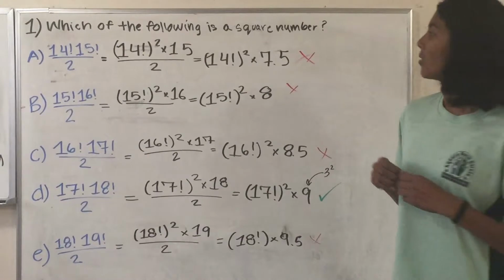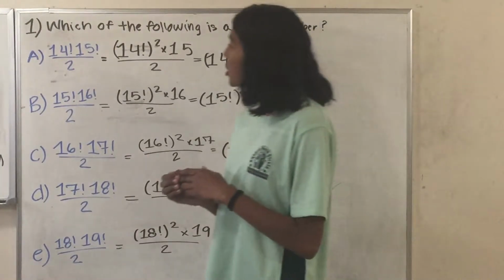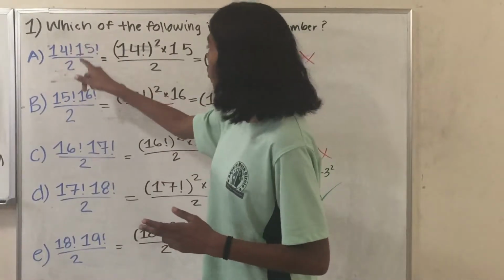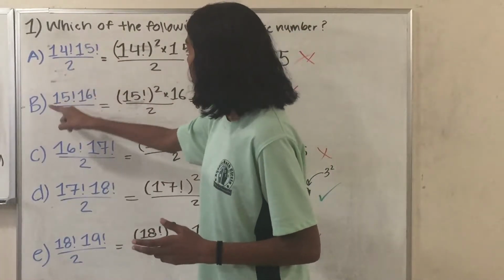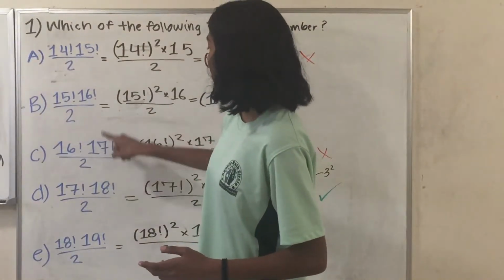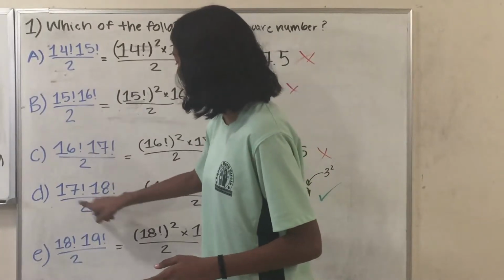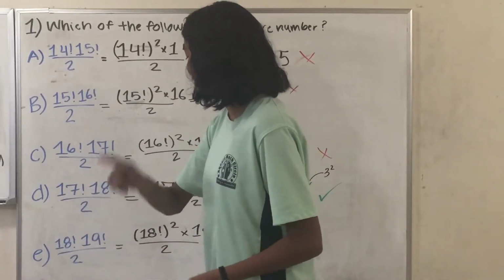So our first problem of today is the following. Which of the following is a square number? Our options are in blue. 14 factorial times 15 factorial over 2, 15 factorial times 16 factorial over 2, 16 factorial times 17 factorial over 2, 17 factorial times 18 factorial over 2, 18 factorial times 19 factorial over 2.